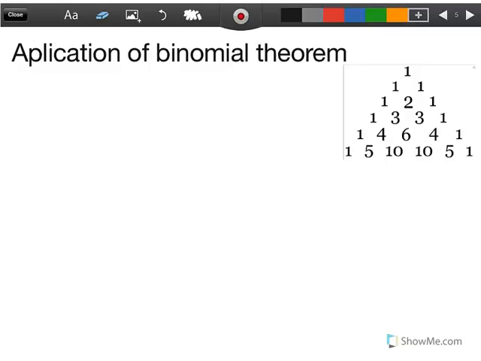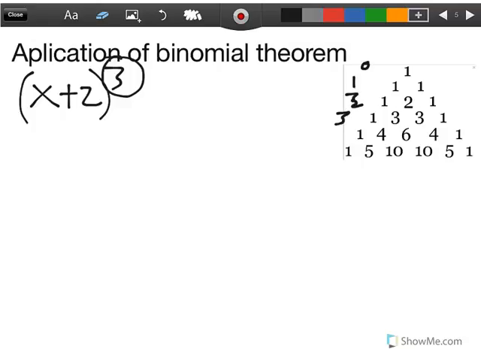Sometimes you'll be given binomials that aren't in the general form as given on the previous slide. For example, we could take the binomial (x + 2) to the third. First off, we look and see that the power is 3. So we will go to the third row in Pascal's triangle. We'll see the coefficients are 1, 3, 3, and 1. So we'll proceed to expand it as we did before.